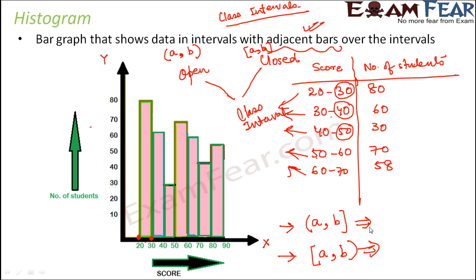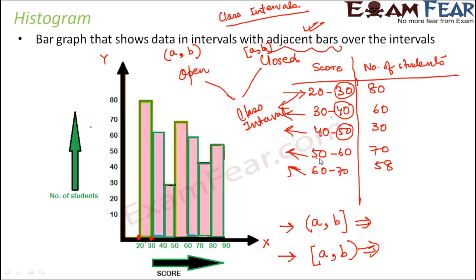Now, it is very important that whatever approach you follow, whether it is an open-closed interval or a closed-open interval, you have to follow the same for all the class intervals for that particular set of data. So you can't just say, okay, for the first class interval let us assume that 20 is included, for the second one I will assume that 30 is not included. That's not possible. So whichever approach you follow, you have to follow the same thing for that entire set of data. So this is all about histogram.